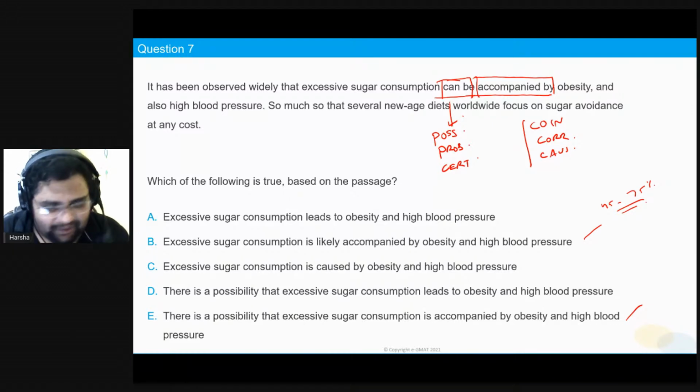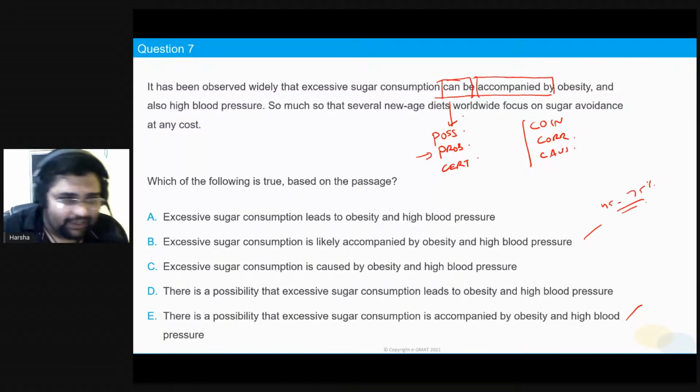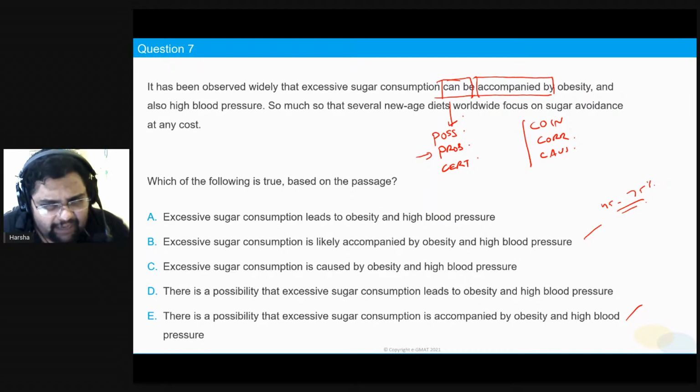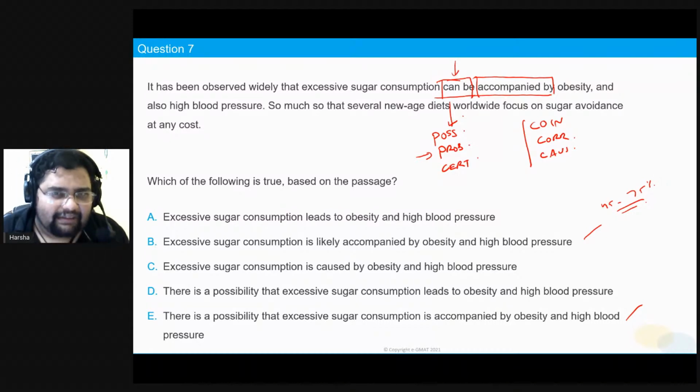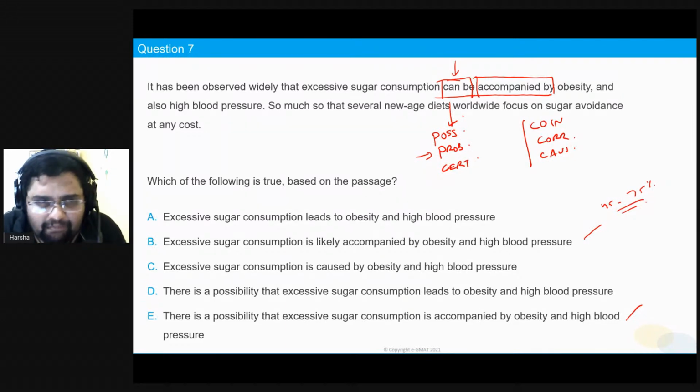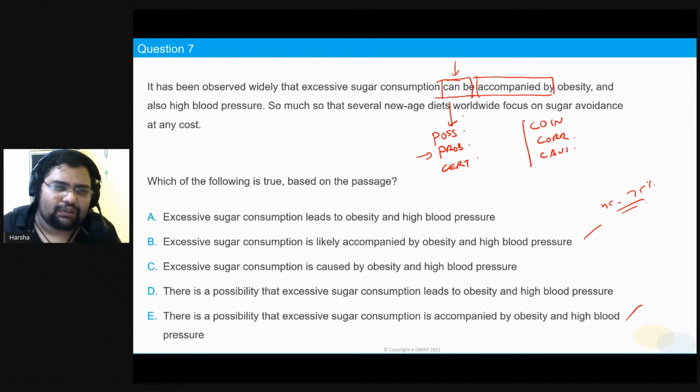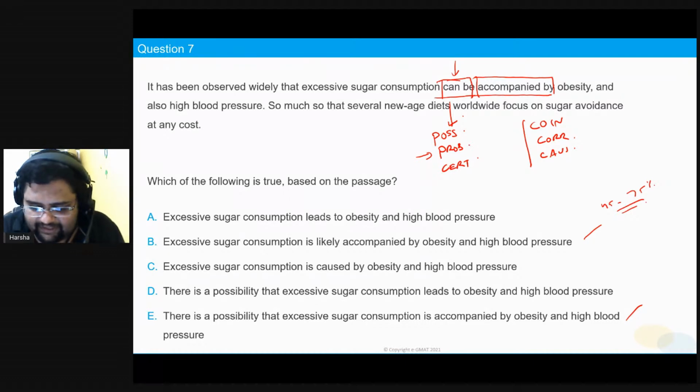In the last question, what you had was probability with the word usually. Usually that's what happens, which means high probability, high chance, high likelihood. This question talks about possibility. It can be accompanied by. You cannot even be sure whether in a majority of cases that's what you'll expect to see. It's not even a high probability outcome. Maybe, maybe not. Maybe only in 10% of cases excessive sugar consumption is accompanied by obesity. Maybe in 90%, we don't know. With can be, all you can infer is possibility.